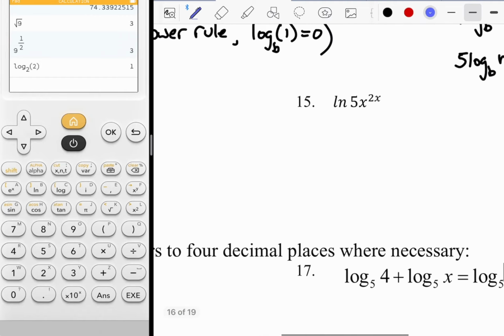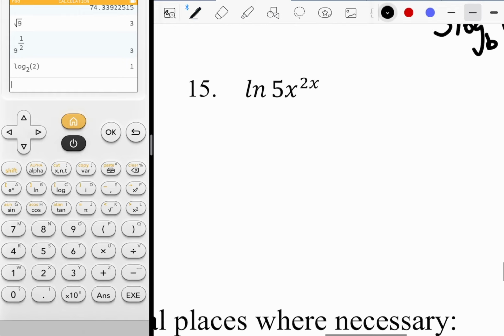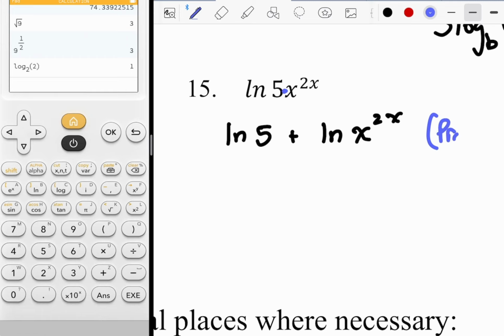Right? This one's same idea, except with a natural log. So again, I'm going to tuck in a multiplication. So this is going to be ln of 5 plus ln of x to 2x. So I applied the product rule. I'm then going to apply the power rule.